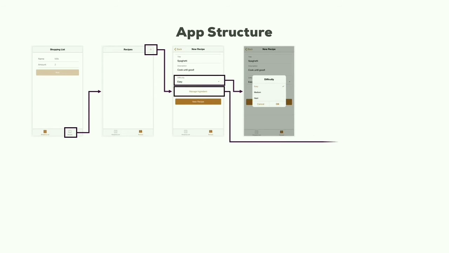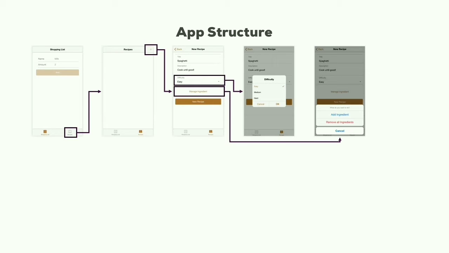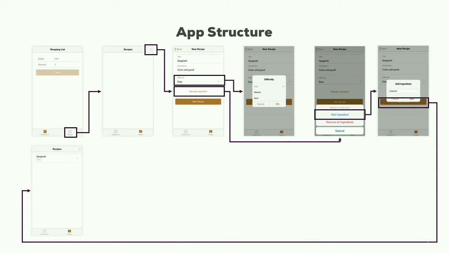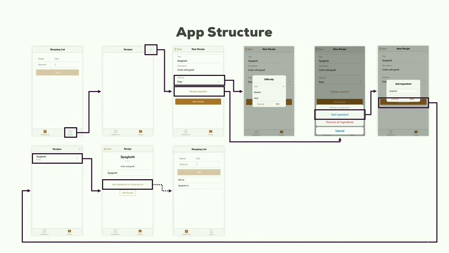And we also got this manage ingredient button, which shows us this action sheet at the bottom, which allows us to do something on our recipe here or on our recipe form. We can there add a new ingredient, which will open up this dialog, which has an input field. And if we click the new recipe button here, we actually do create the recipe, add it to our list of recipes. We can then view it and also add ingredients to our shopping list. And we also could do that manually there.